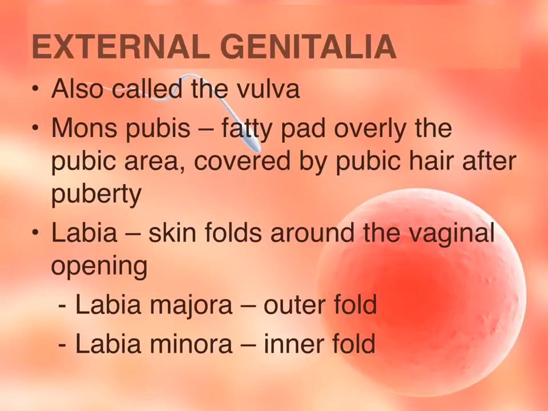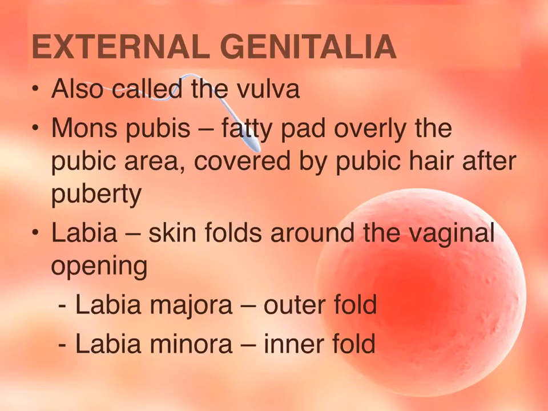The external genitalia is also called the vulva. The mons pubis is the fatty pad overlying the pubic area, and it will be covered with pubic hair after puberty. Labia is another word for lips. They are the skin folds that cover or surround the vaginal opening. There is a labia majora, which is the outer fold, and then the labia minora is the inner fold.